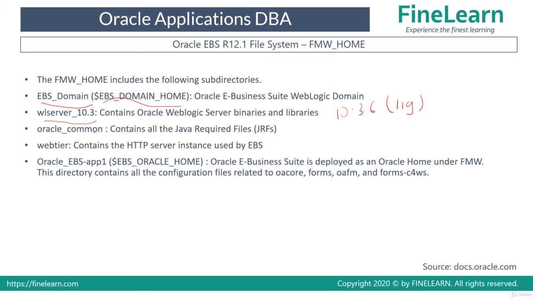Then there is common home, and oracle_common is also one of the Oracle homes, and it contains the JRF, which is called Java Required Files. Then there is a webtier directory which contains the HTTP server.